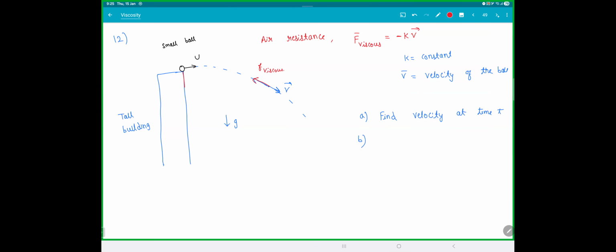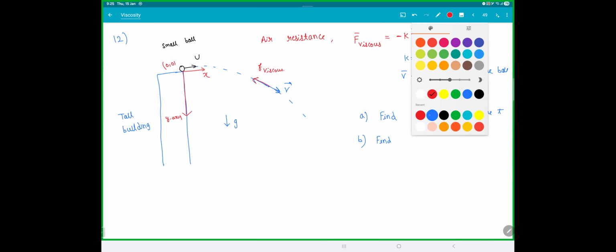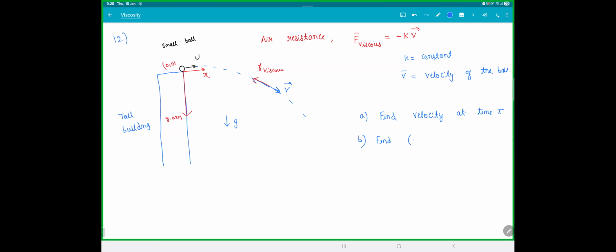Let's choose the downward direction as the y-axis and the horizontal as the x-axis. So I'm using down as y. Find the x and y coordinates as a function of time t. Basically the point of projection is your origin. I'm taking right as positive and down as positive. Find x, y at time t.